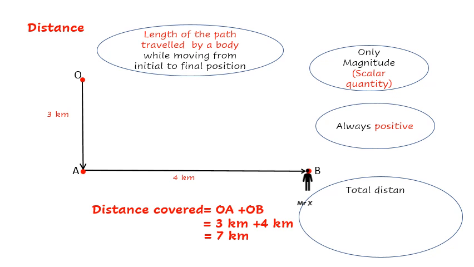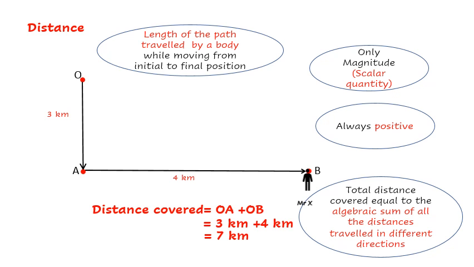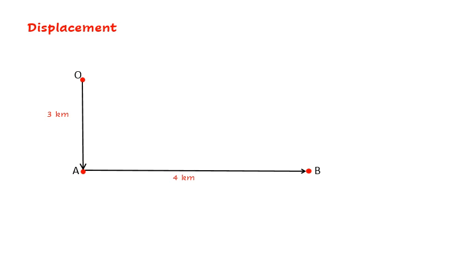Total distance covered is equal to the algebraic sum of all the distances traveled in different directions. And the SI unit of distance is meter. Mr. X starts from point O and he wants to go to point B. So the total distance traveled by Mr. X will be OA plus AB, that is equal to 7 kilometers.